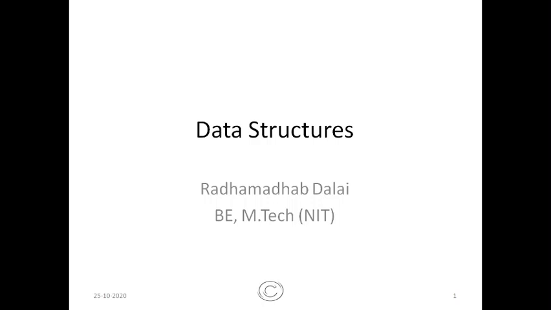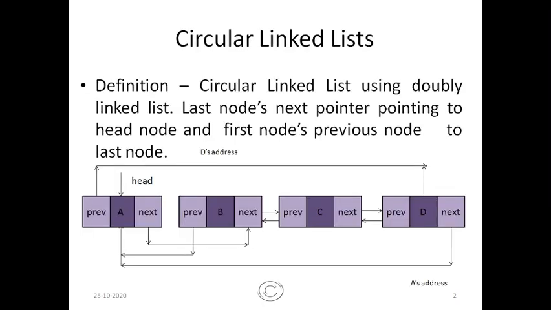Circular linked list using double linked list. By definition, as you can see in the diagram, the last node's next pointer points to the head node. The last node here is D, so D's next will point to the head node, that is the first node of the circular linked list, A, and the first node's previous pointer points to the last node.